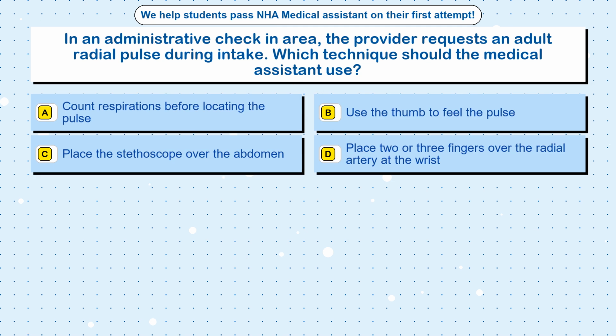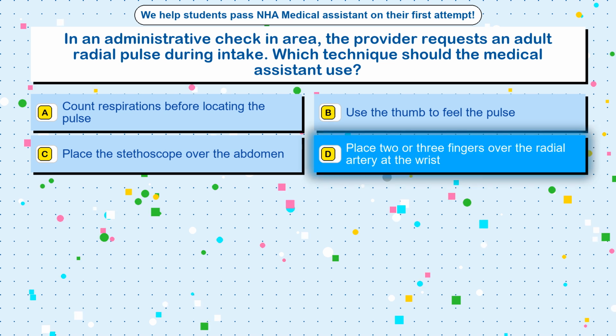Question 5. In an administrative check-in area, the provider requests an adult radial pulse during intake. Which technique should the medical assistant use? Option A. Count respirations before locating the pulse. Option B. Use the thumb to feel the pulse. Option C. Place the stethoscope over the abdomen. Option D. Place 2 or 3 fingers over the radial artery at the wrist. The correct answer is option D.